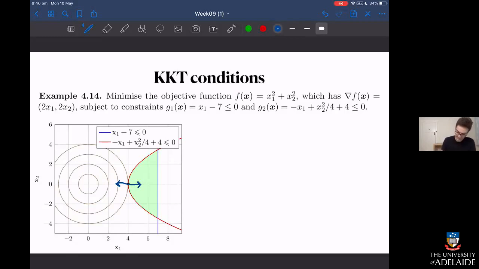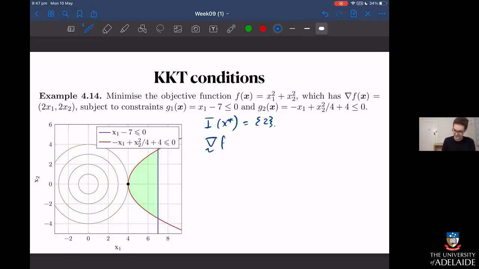So in this case, I of x star, what's going to be the active constraint here? Well, it's just the second constraint, just the parabola. The minimizer is not sitting on the blue line, it's not sitting on that vertical line. It's just sitting on the parabola. So there's only one of these constraints that's activated here. Okay, so what are the KKT conditions going to say?